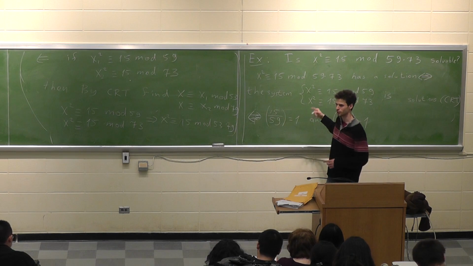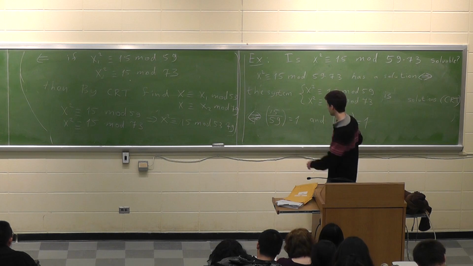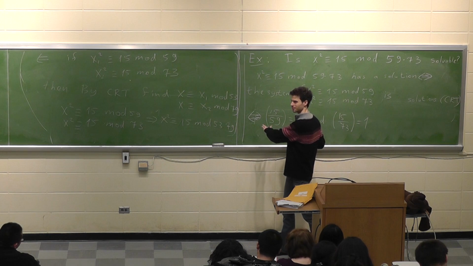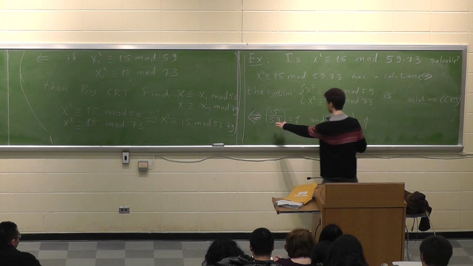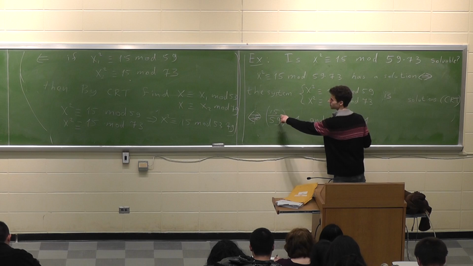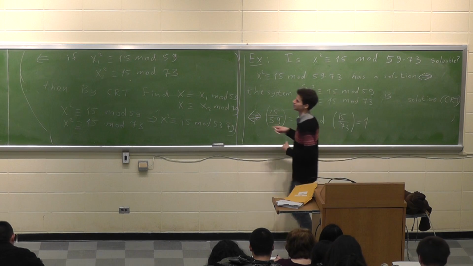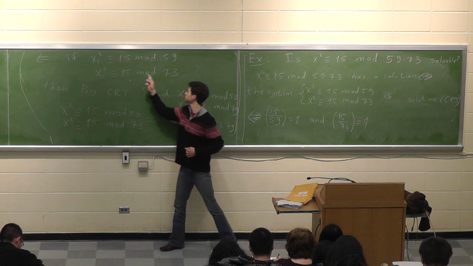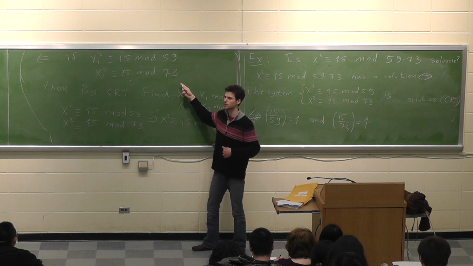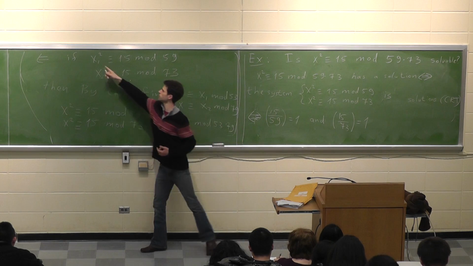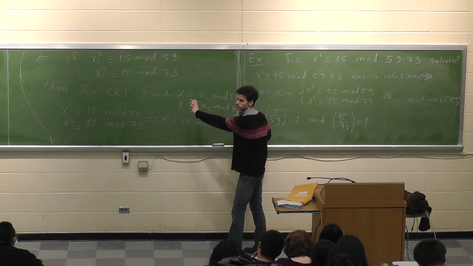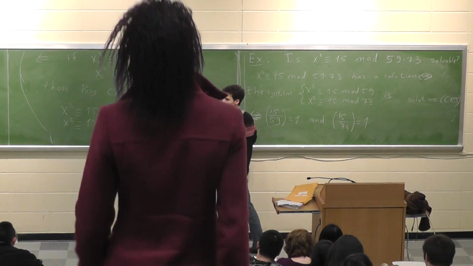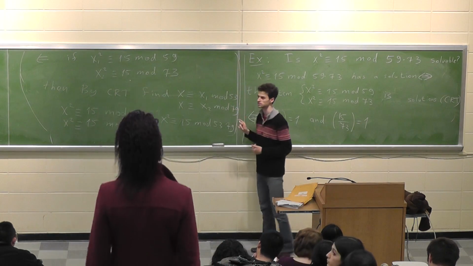Yes, it does work both ways. I mean, you're right, there is something to prove in the opposite direction. If 15 is the square of something modulo 59, and is the square of something else modulo 73, there is still one number which is equal to x1 modulo 59 and x2 modulo 73 by the Chinese remainder theorem. You can find one number, replace this x1 and x2 by one number modulo 59 times 73.